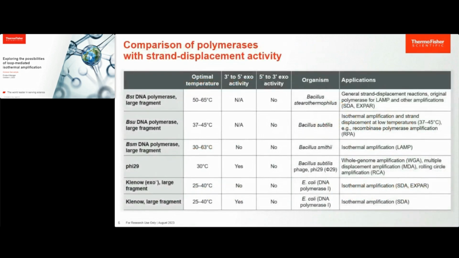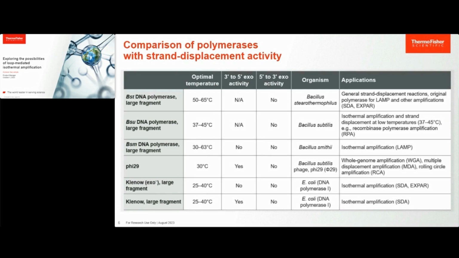DNA polymerases with strand displacement activity are essential to LAMP technology as well as to most other isothermal techniques. Here in this table, you can see the most common strand displacing polymerases that are suitable for different isothermal amplification technologies. The differences among strand displacing polymerases arise from their origins, characteristics, and specialized functions. Each polymerase type has unique advantages that align with specific applications.